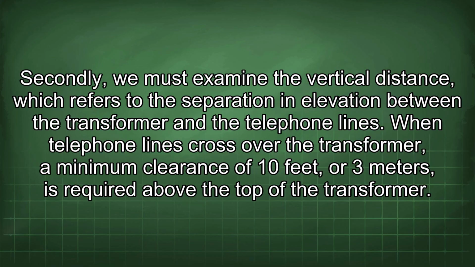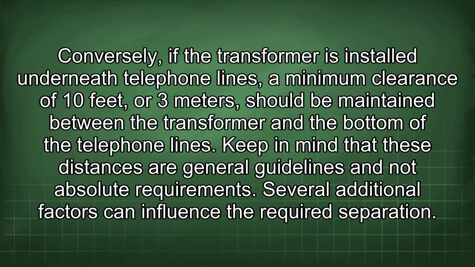Secondly, we must examine the vertical distance, which refers to the separation in elevation between the transformer and the telephone lines. When telephone lines cross over the transformer, a minimum clearance of 10 feet, or 3 meters, is required above the top of the transformer. Conversely, if the transformer is installed underneath telephone lines, a minimum clearance of 10 feet, or 3 meters, should be maintained between the transformer and the bottom of the telephone lines.